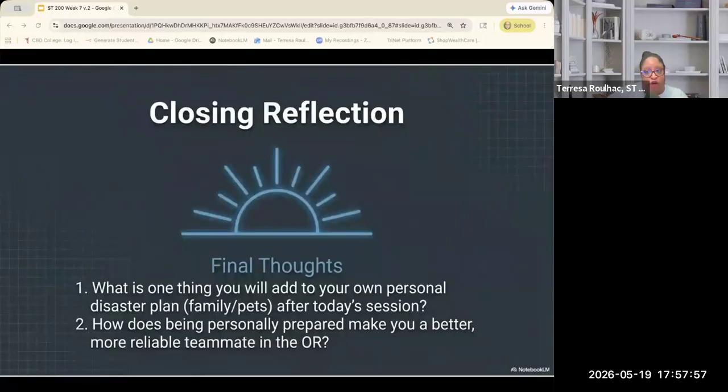Okay, I know this has been a longer chapter than normal, but I really wanted you to put your mindset there, because you will be in the operating room and you never know what could happen. For those of you watching the archive, and for those of you who are here, listen to what I'm asking, because you may see these again. What is one thing you will do to add to your own personal disaster plan after you've watched today's archive? How does being personally prepared make you a better, more reliable teammate in the operating room?